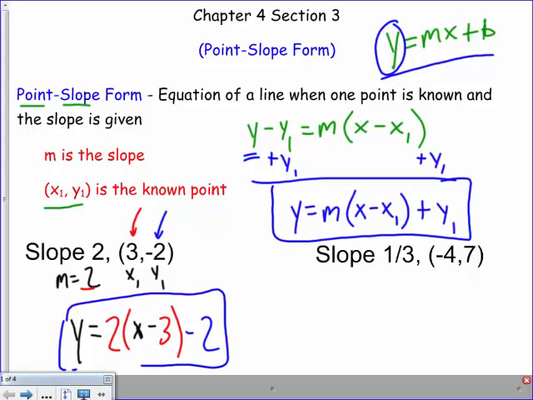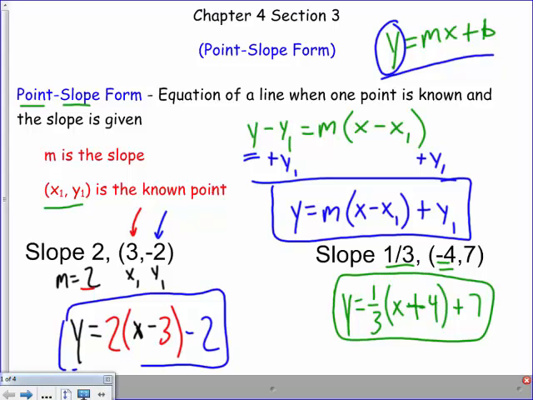And then the same thing with this one over here. I'd say y equals slope 1/3 times x minus x1, so negative 4. Well, minus a negative is really adding a positive, and then plus 7. Done.